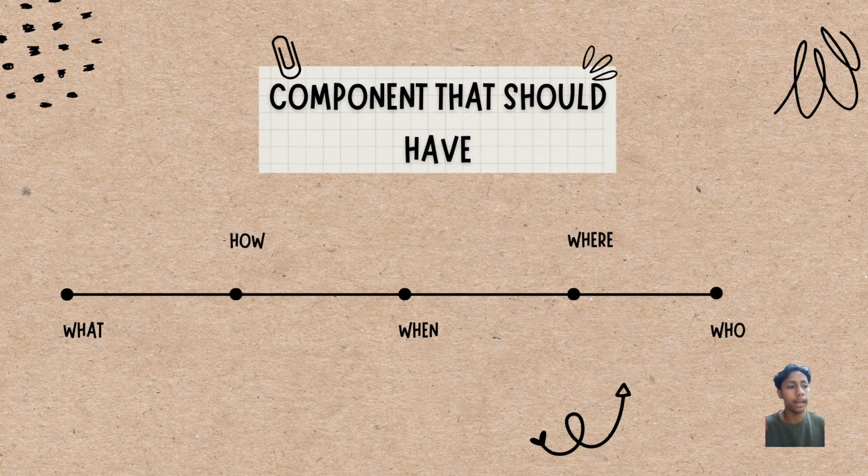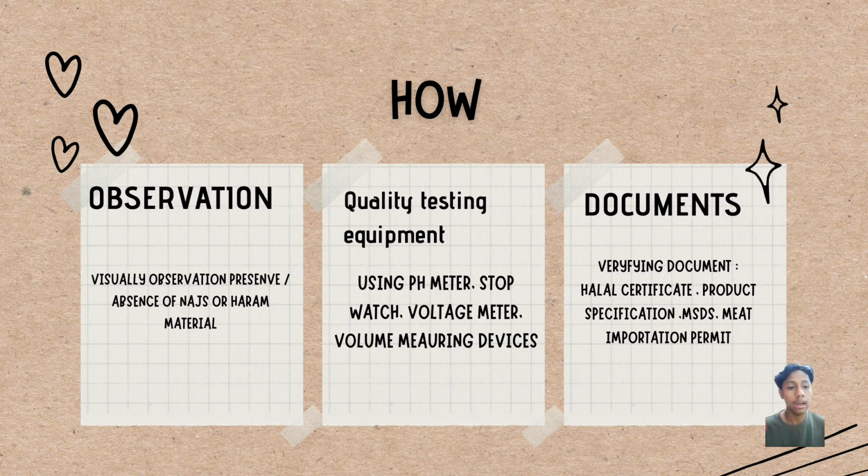So there are 5 components that we should have, just like I said just now. First is what, how, when, where, and also who. So for how, there are 3: observation, quality testing equipment, and also document. For observation, visual observation of the presence or absence of najis or haram material. Number 2 is quality testing equipment, using pH meter, stopwatch, voltage meter, and also volume measuring device. And lastly, for document, verifying documents: halal certificate, product specification, MSDS, meat importation permit.